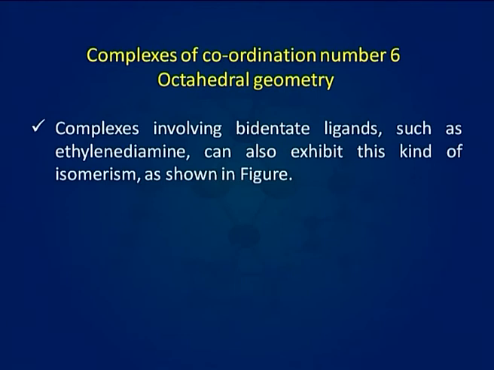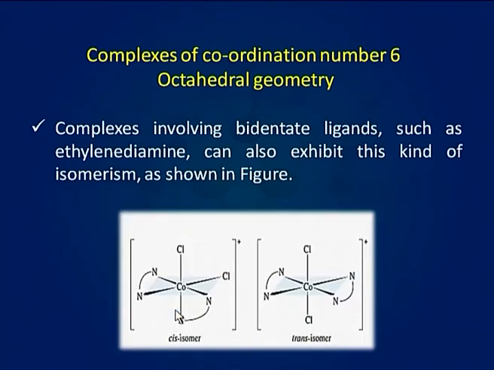The complexes involving bidentate ligands such as ethylenediamine can also exhibit this kind of isomerism. You can see in this figure. This is cis isomer as the bond angle between two similar chlorine atoms is 90 degrees. But in this form, as the bond angle between two similar chlorine atoms is 180 degrees, hence this is trans isomer. The two ethylenediamine ligands are shown in this way.